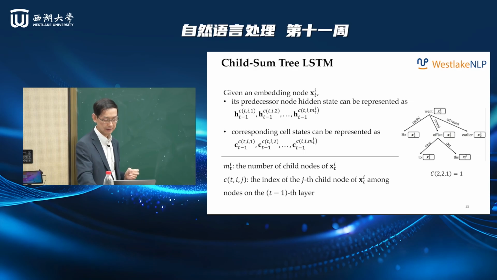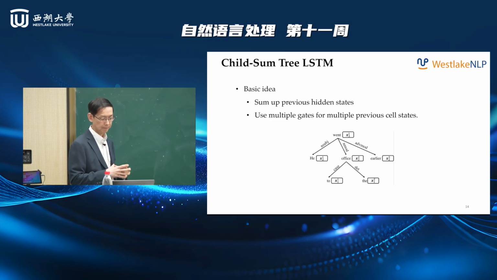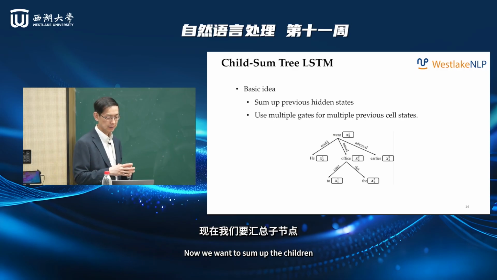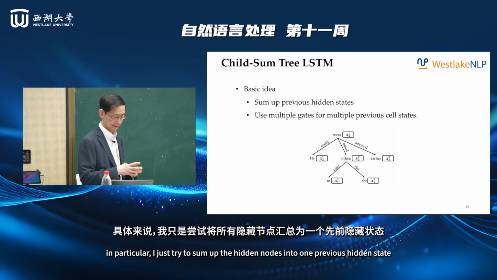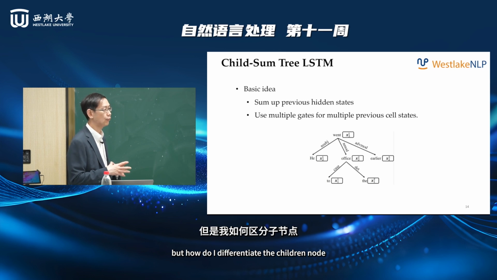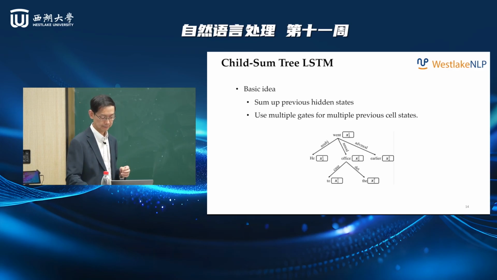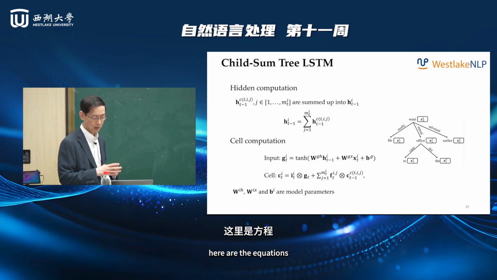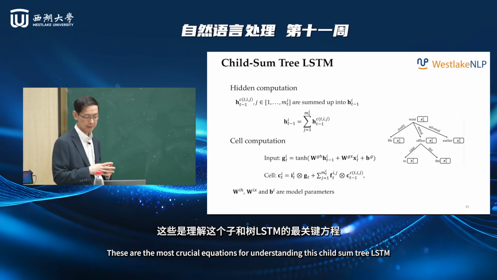All right. So it doesn't matter for understanding the rough idea. Now we want to sum up the children. In particular, I just try to sum up the hidden nodes into one previous hidden state. But how do I differentiate the child nodes? I will have a different gate computed for different children. So here are the equations. These are the most crucial equations for understanding this child-sum tree LSTM.